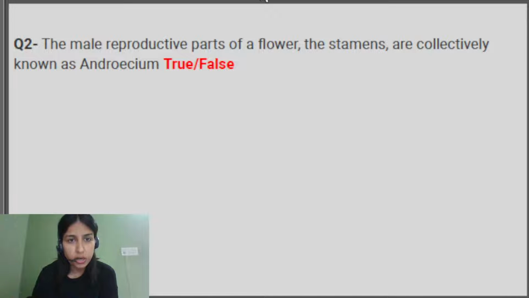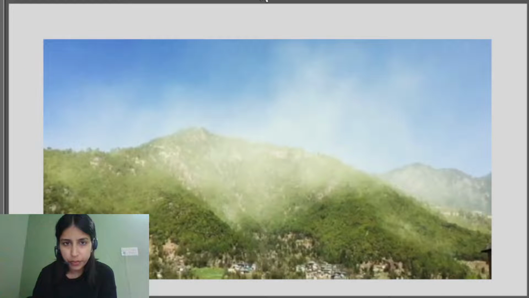The male reproductive part of a flower, the stamens, are collectively known as androecium. True or false? I'll be checking your responses in the chat box. So we will be moving forward from here.